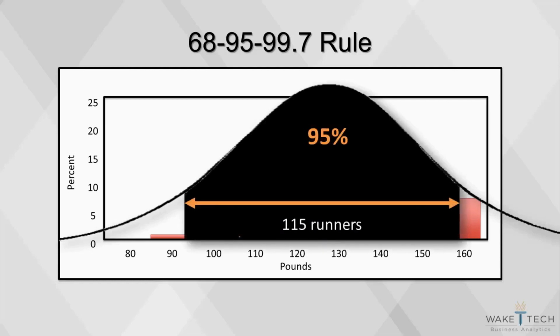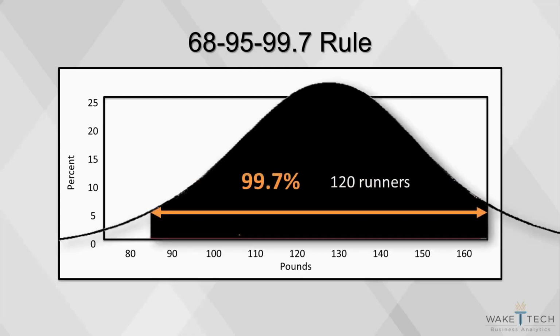Furthermore, 95% of our group, or about 114 runners, should fall within two standard deviations of the mean, or between 96.8 and 158.8 pounds. The data shows that 115 runners fall within two standard deviations of the mean. Finally, according to the rule, 99.7% of our runners, or 119.6 runners, should fall within three standard deviations of the mean, or within a range of 81.3 pounds to 174.3 pounds. According to our data, all 120 runners fall within this range, so it seems as if the rule is pretty accurate in this case.